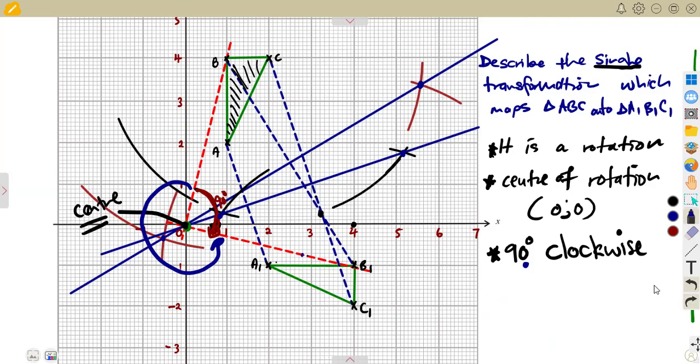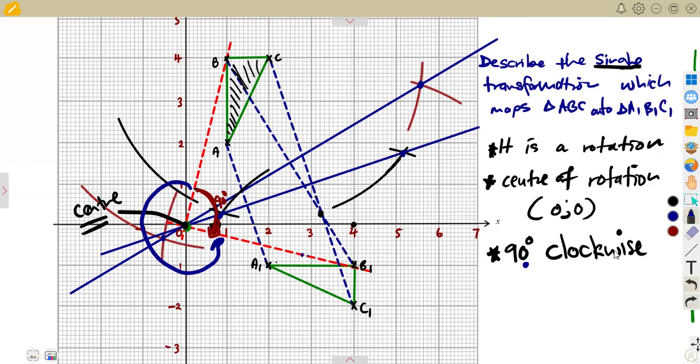So that's how you describe a rotation fully. To describe a rotation fully, you need to state that it is a rotation. You need to state the center. To determine the center, we said we bisect what? Any two of the corresponding points, B to B1, C to C1, or A to A1. Where these bisectors meet, at the point of intersection, that is the center of rotation.